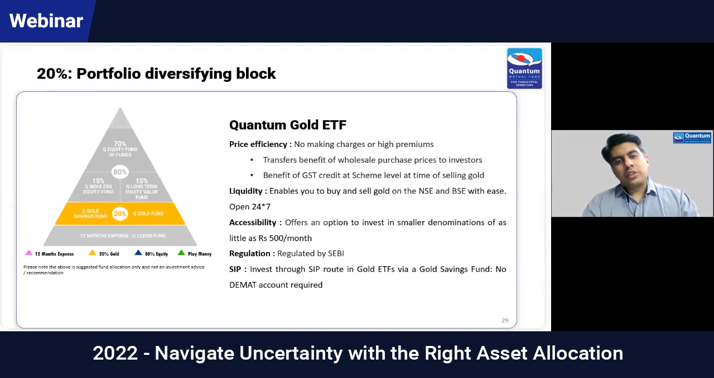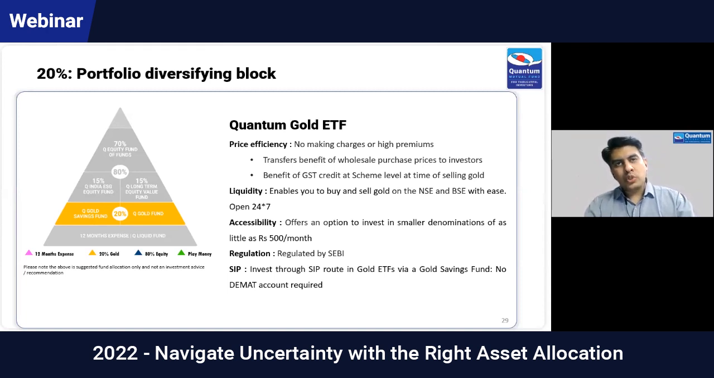So we've already spoken much about the Quantum Gold ETF or the Quantum Gold Savings Fund, where you can do an SIP and invest in that. Also, when you buy and sell physical gold or digital gold, you lose out on GST, because when you buy, you pay GST. When you sell, you don't get that GST benefit. So there is already a differential of 3% when you buy physical gold or digital gold.